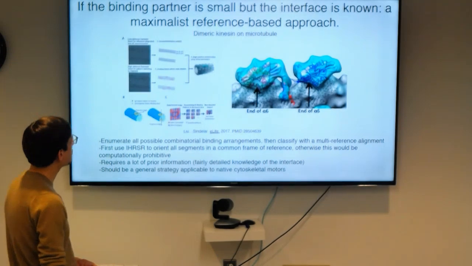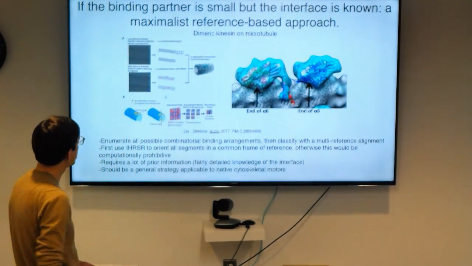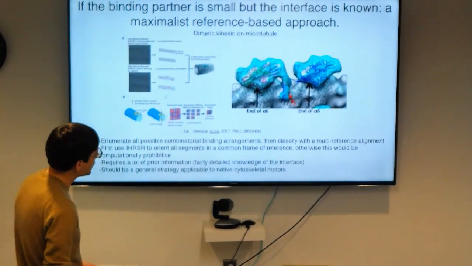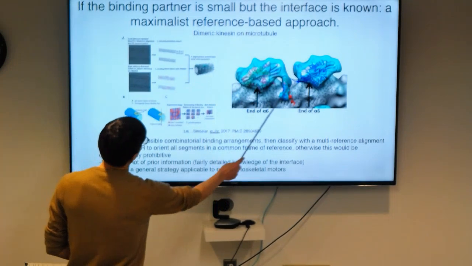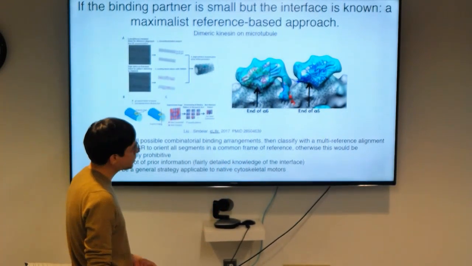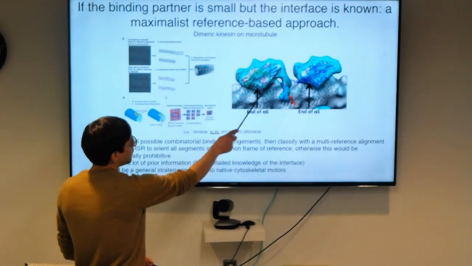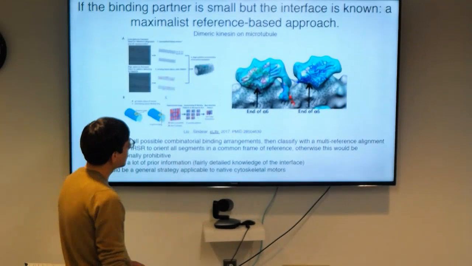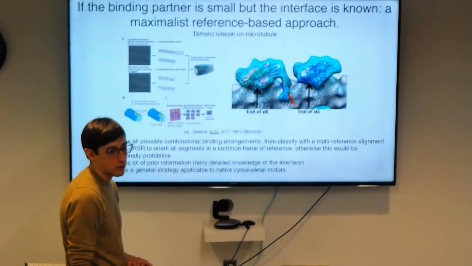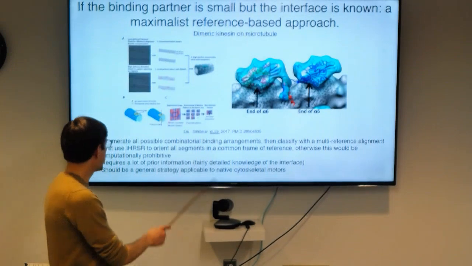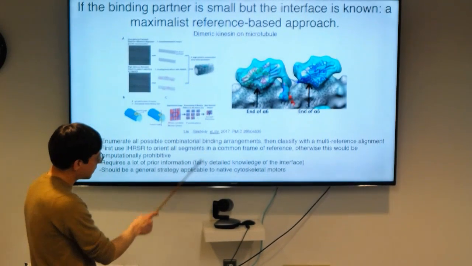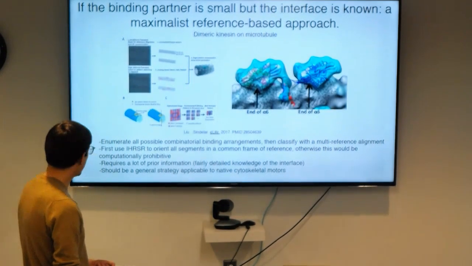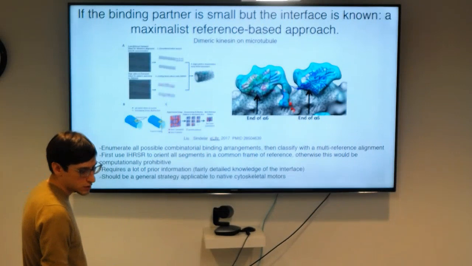So again, this works because you have these really nice high information content images these days. And by doing that, he was able to get, in this case, a sub-nanometer resolution reconstruction of a dimeric walking kinesin where he could see an asymmetry between the two heads on the microtubule. They've since, not yet published, but they are getting even much nicer high-resolution reconstructions of kinesin. But again, this should work for a lot of these cytoskeletal motor type complexes where you already have a pretty good idea of how it binds. But it does require a lot of prior information.